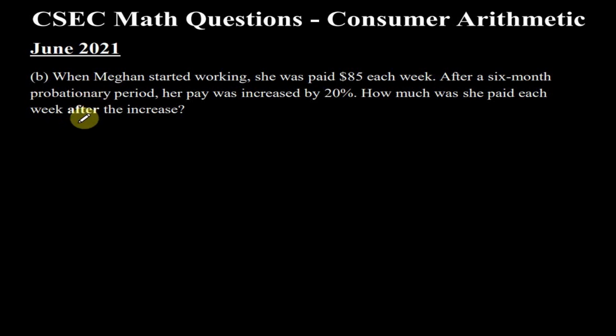Now looking at the question that was given on the June 2021 paper. When Megan started working, she was paid $85 each week. After a 6-month probationary period, her pay was increased by 20%. How much was she paid each week after the increase? Now, her pay was increased by 20%, as we're seeing here. So there are several ways how we can do this, several ways in my head right now as I'm speaking here. The route that I'm going to take is probably the simplest route.